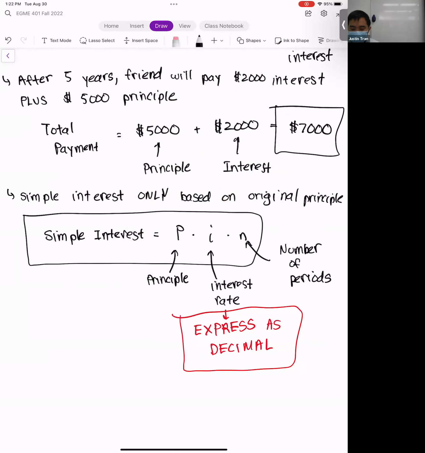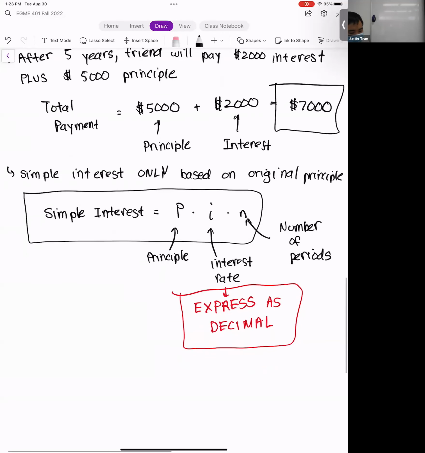Simple interest calculations are very straightforward. That's why we call them simple interest. The unfortunate thing is that most loans in reality are not simple interest. Simple interest is a nice concept just for introducing the idea of interest payments, but reality doesn't really work like this. In reality, most loans and most places that you borrow money from use a concept called compound interest.